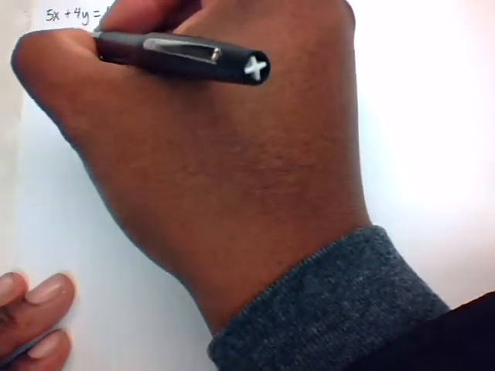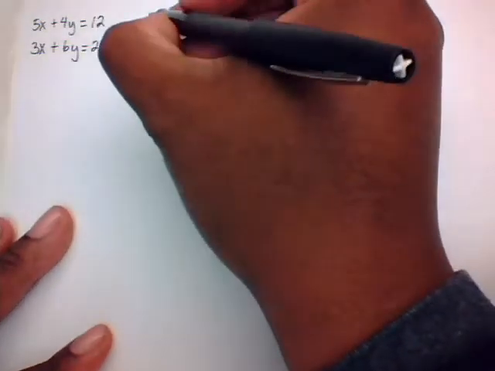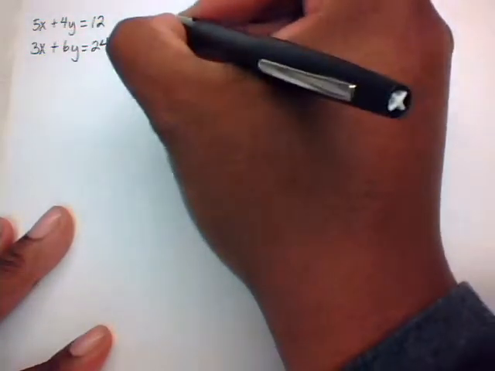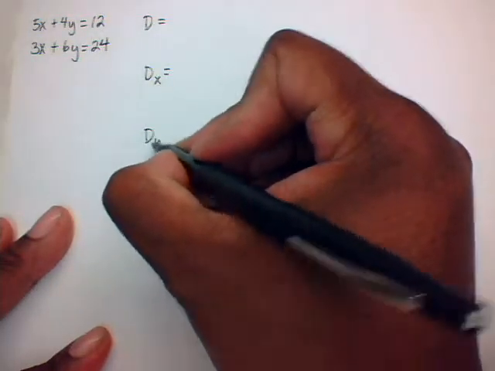And I'll rewrite this. We're going to do this using Cramer's Rule as well. So here we got 5x plus 4y is equal to 12, and then 3x plus 6y is equal to 24. Okay, that's my system of equations that I'm going to solve using Cramer's Rule. So I need to know what d is, what d sub x is going to be, and d sub y.